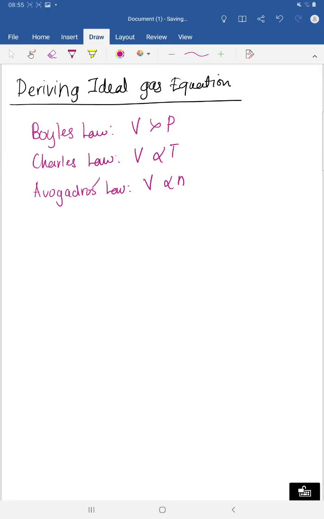Welcome back. In our previous lesson, we already talked about the three gas laws, which are Boyle's law, Charles' law, and Avogadro's law. As you can see on my screen, I already showed you the relationships. For Boyle's law, volume is inversely proportional to pressure, whereas for Charles' law, volume is directly proportional to temperature, and for Avogadro's law, volume is directly proportional to the amount of gas, or number of mole. So from these three gas laws, I can derive the ideal gas equation.